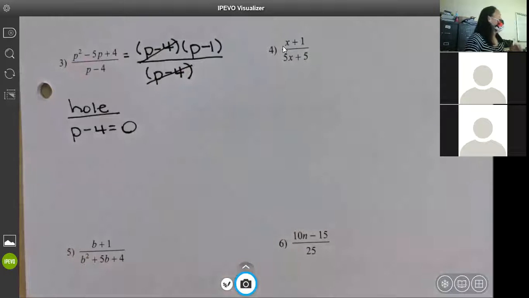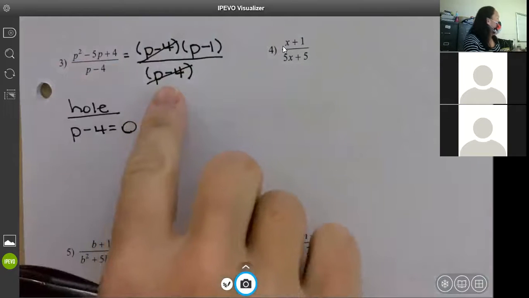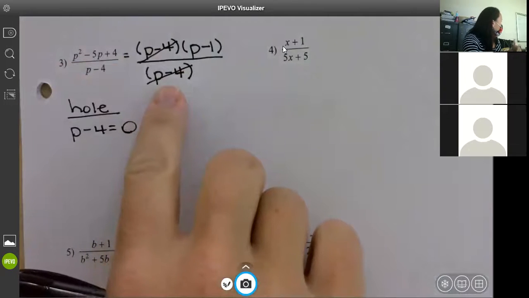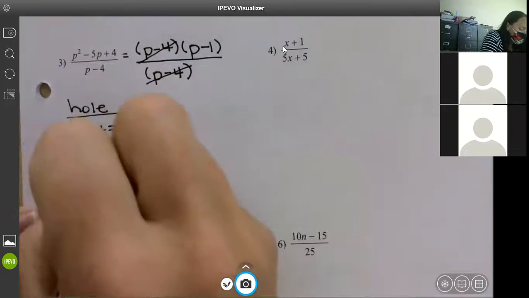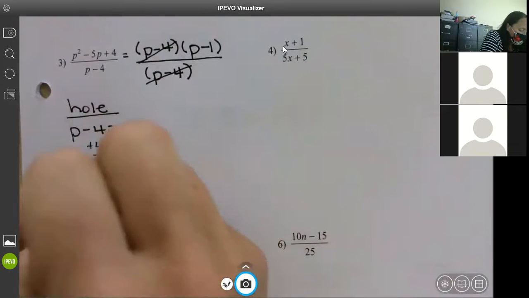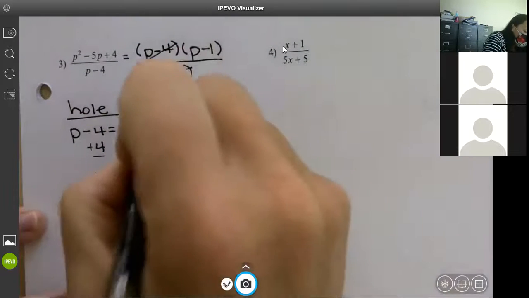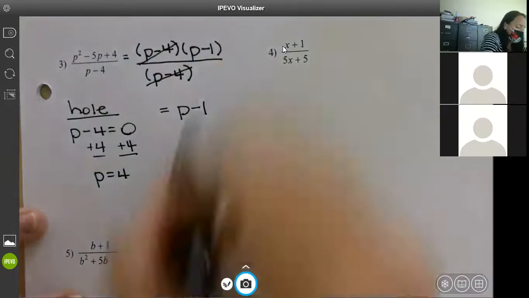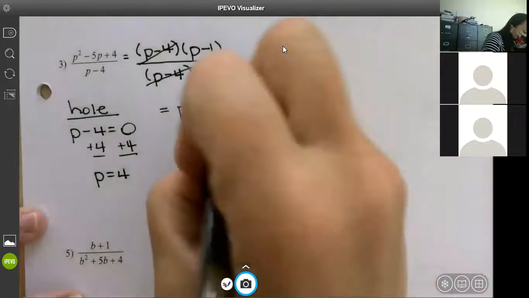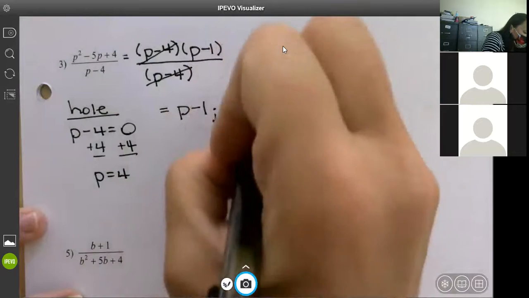This is just like any other solving. If your factor is p minus 4, what is your answer? p equals 4. You can do the work, but guys, I don't need to see it. It's fine. So when we simplified, we had p minus 1 left on the top, but we had a hole, so p cannot equal 4.